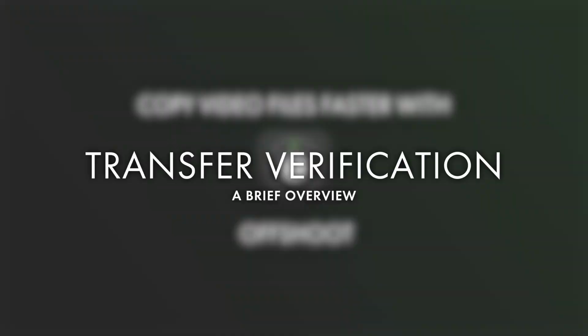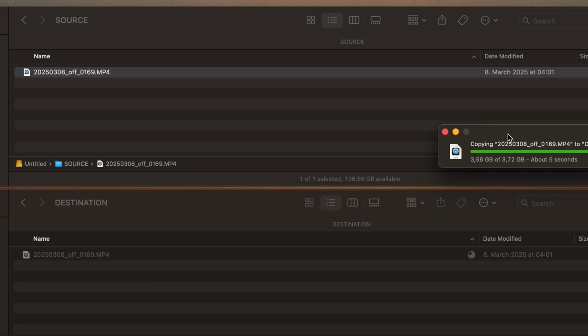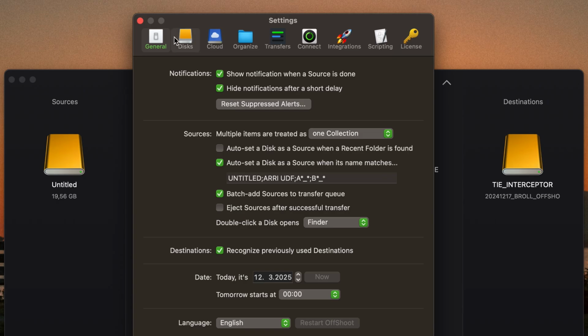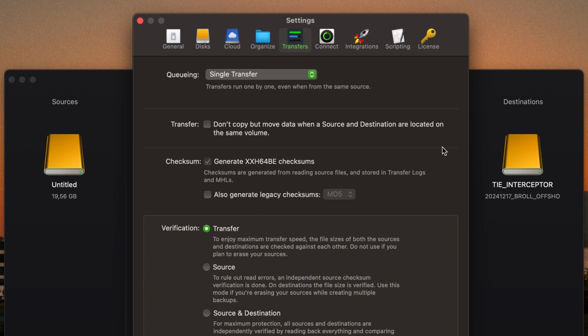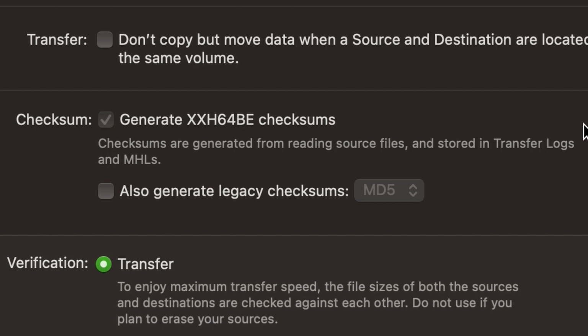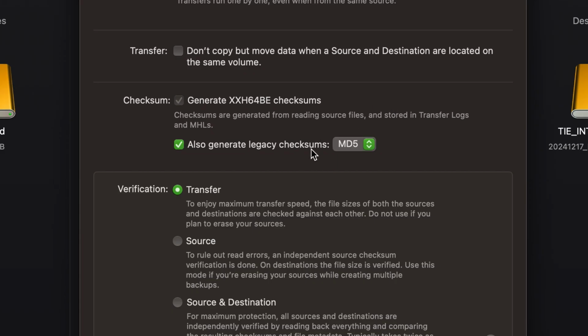Are you tired of comparing file sizes to verify that your transfer was successful? OffShoot got your back. The application verifies all transfers automatically using an XXH64BE checksum. You can use legacy checksums too. However, this comes with the cost of decreased transfer speeds.